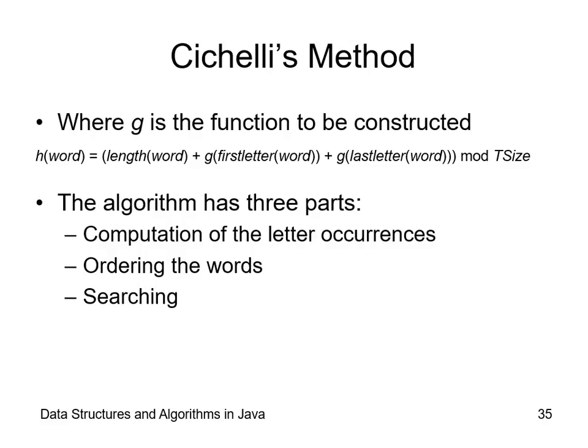But again, Cichelli's method is just the idea. It makes you try to think about how we can figure out a perfect hash. Cichelli's method works on a certain word list. If the word list changes, then the G may change.